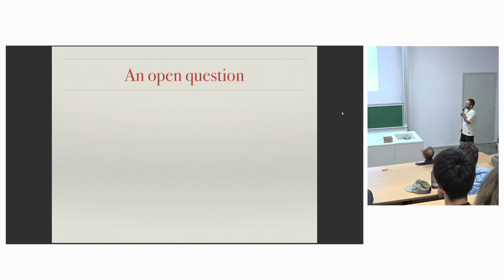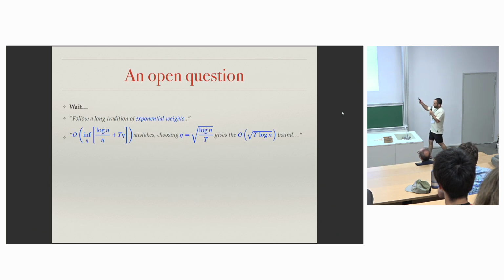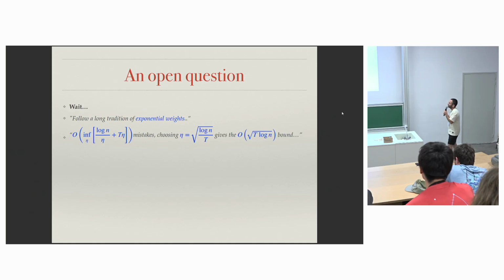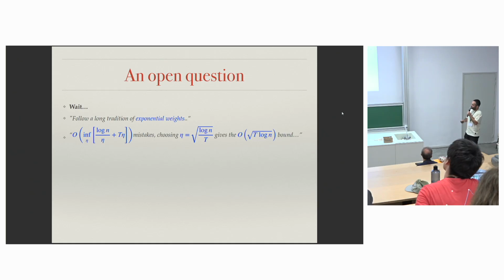And now I want to conclude with an open question. So let me quote a few sentences from the previous slide. We said we use an exponential weights forecaster, and we had this log n over eta plus t eta, and we choose eta and get this square root of t log n mistake bound.